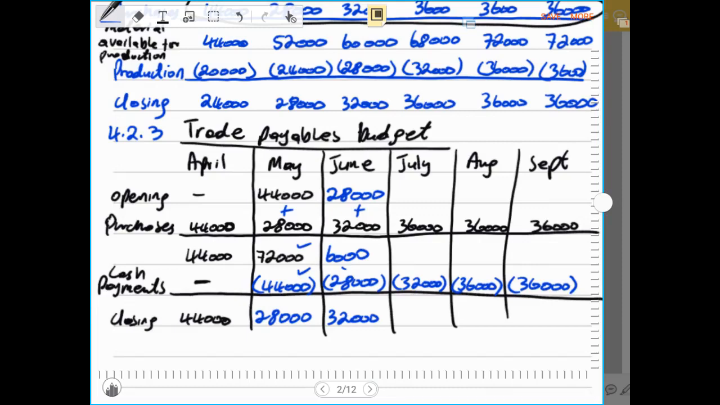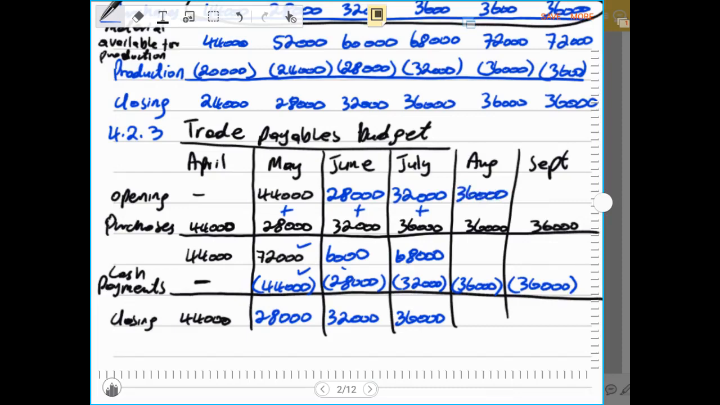Then 32,000 rands becomes an opening balance once again. Opening balance plus purchases of 36,000 will give us 68,000 rands. Then 68 less cash payments of 32,000 rands will give us 36,000 rands. And this is the closing in June. Closing in June becomes opening in August, 36,000 rands.